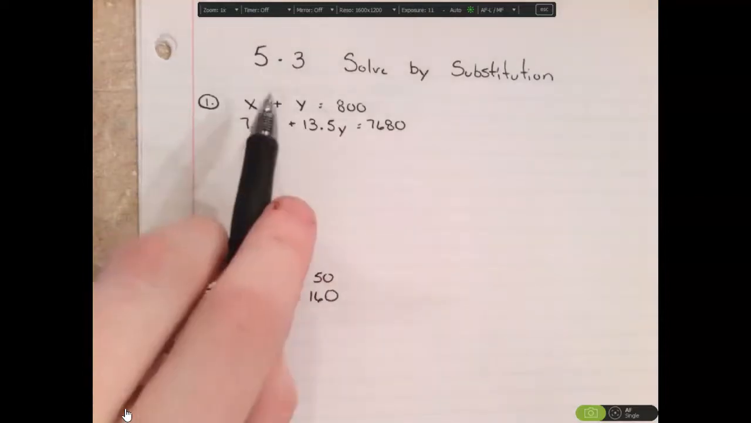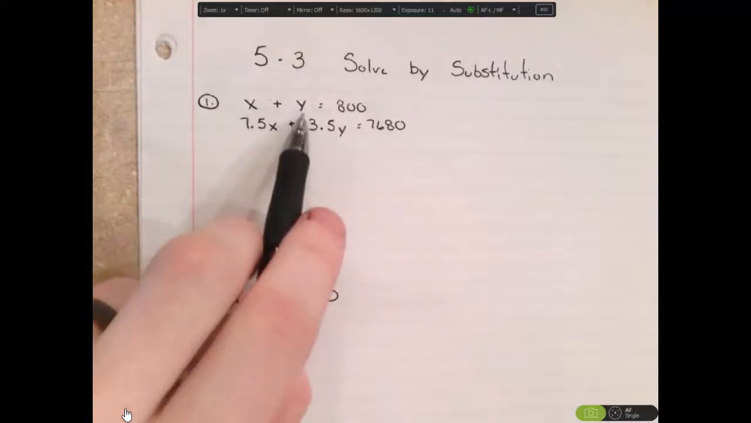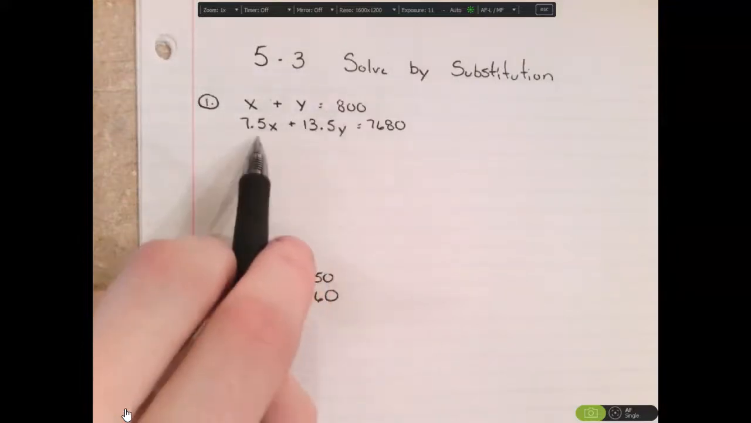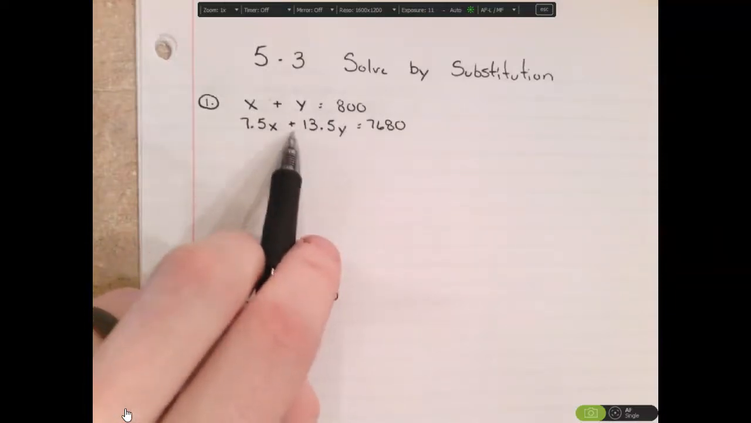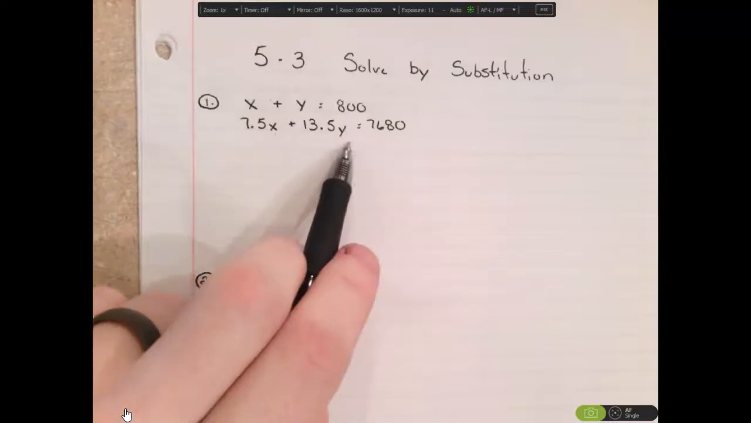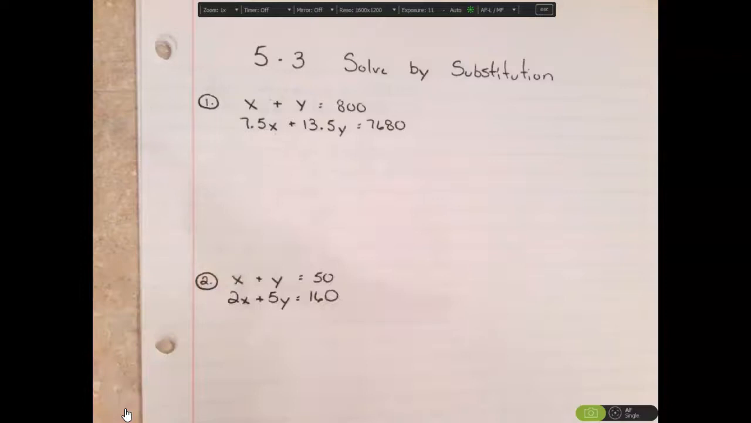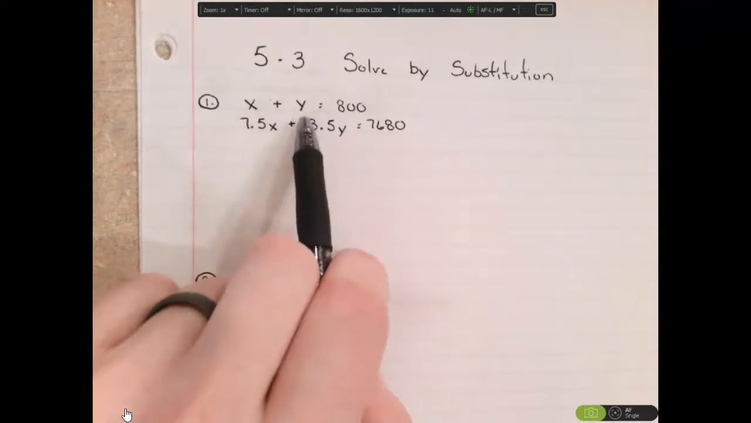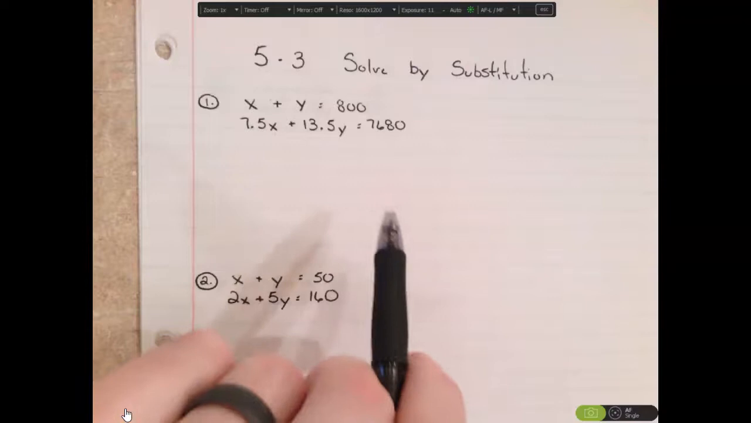Number 1, I've got the problem x plus y equals 800. I have the other equation, 7.5x plus 13.5y equals 7,680. My goal in this is I want to know what x is, and I want to know what y is. I want to know what are these two variables and what do they stand for.